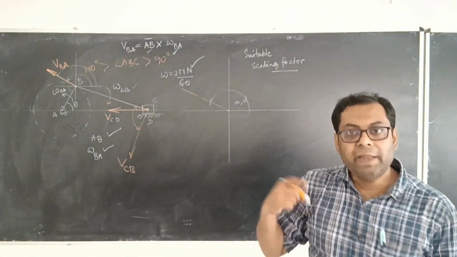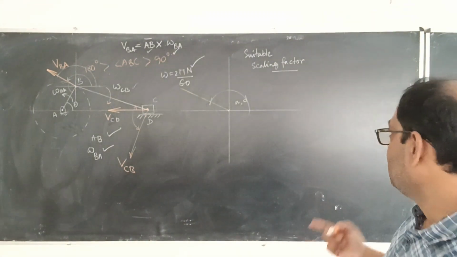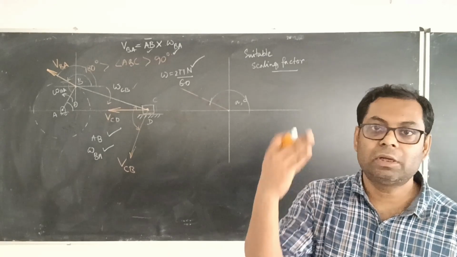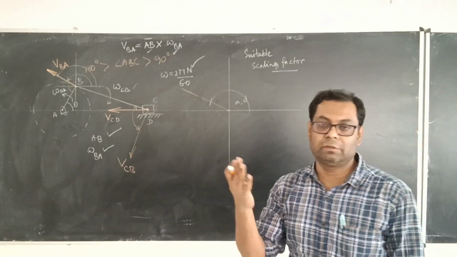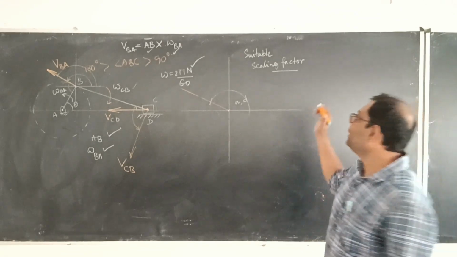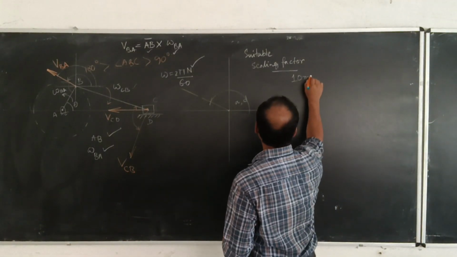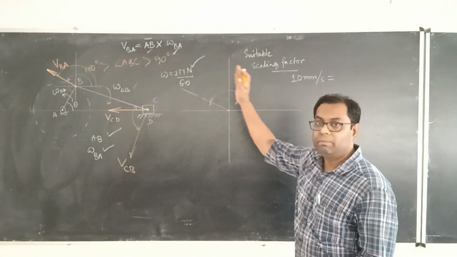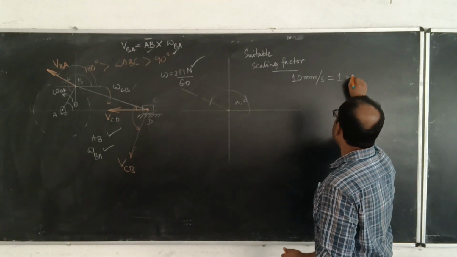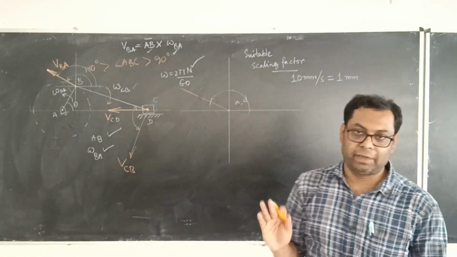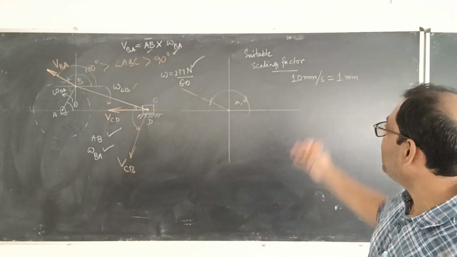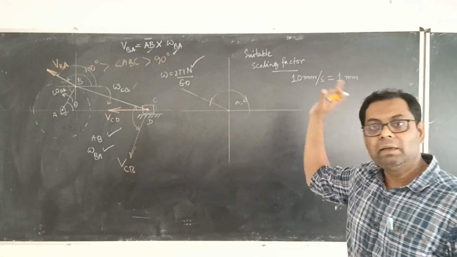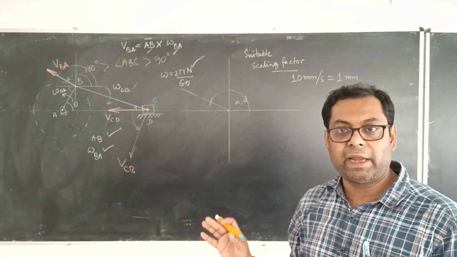Okay? You have to take a suitable scaling factor. Now, what does a suitable scaling factor mean? It entirely depends on you what scaling factor you are going to take. You may consider that each 10 millimeter per second velocity is represented by 1 millimeter length in the velocity diagram. Or if you wish, each 20 millimeter per second velocity is represented by 1 millimeter length in the velocity diagram, that's up to you.